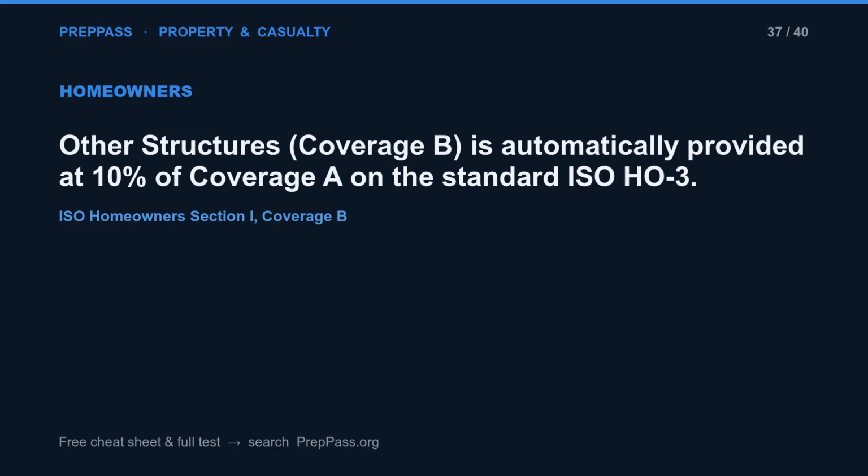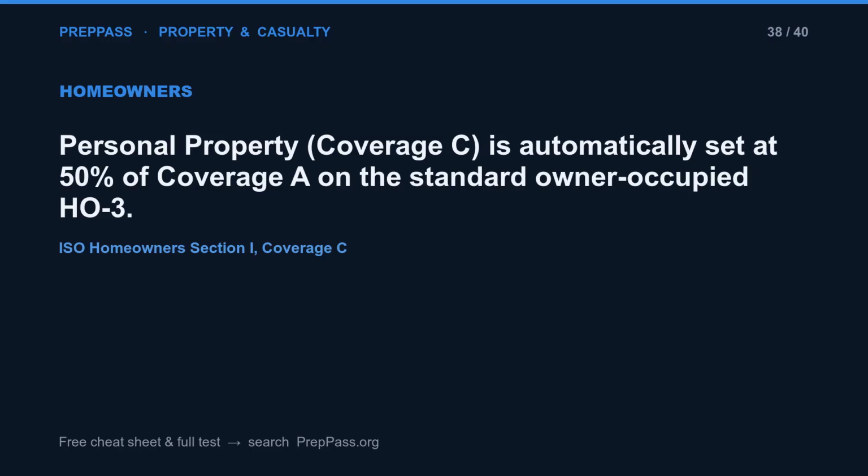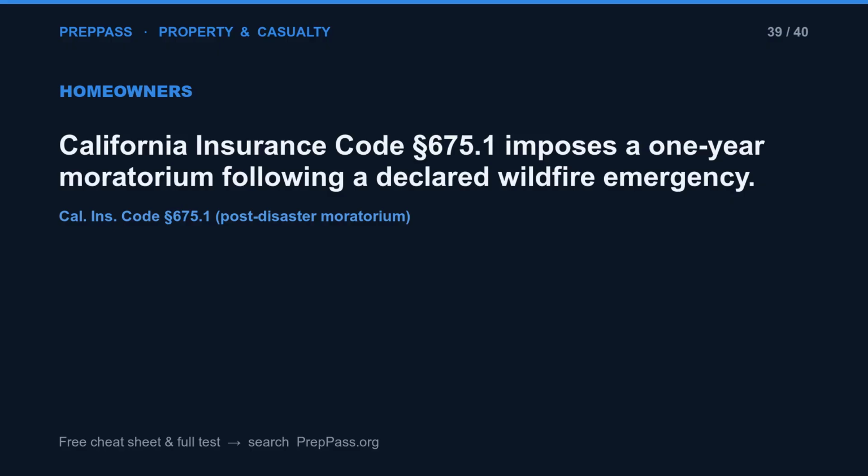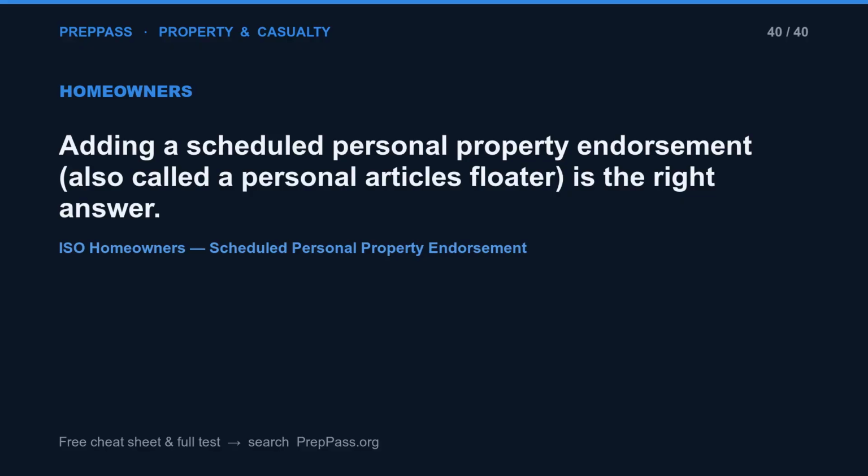Other structures, coverage B, is automatically provided at 10% of coverage A on the standard ISO HO3. Personal property, coverage C, is automatically set at 50% of coverage A on the standard owner-occupied HO3. California Insurance Code Section 675.1 imposes a 1-year moratorium following a declared wildfire emergency. Adding a scheduled personal property endorsement, also called a personal articles floater, is the right answer.